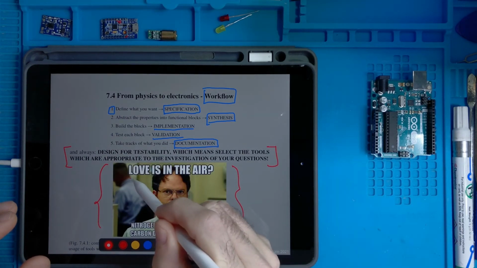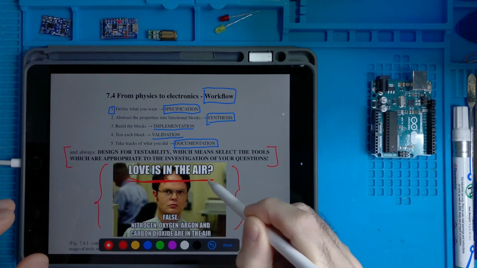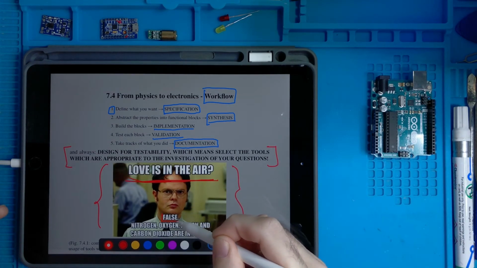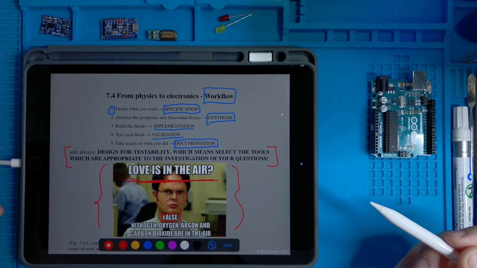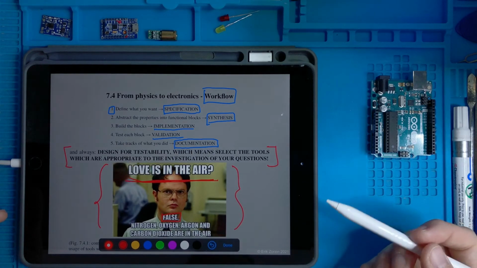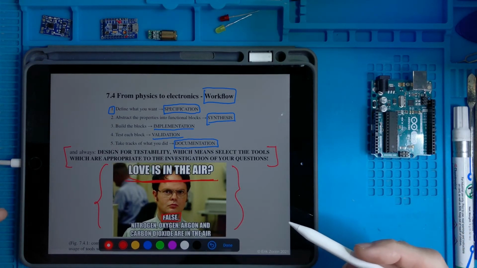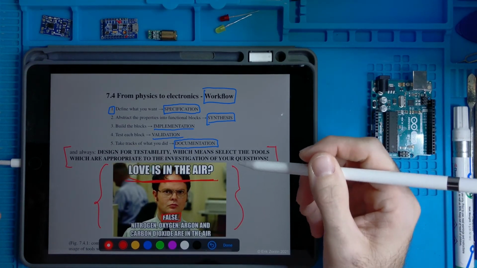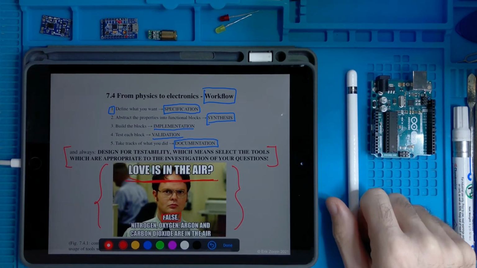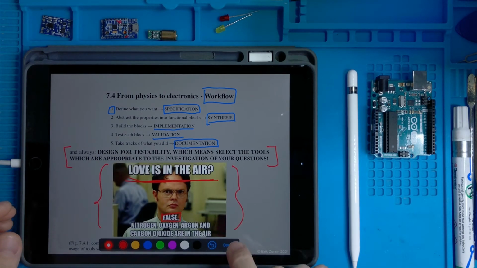So here you see a funny example. This guy is asking if love is in the air, and this is the answer. According to his opinion, the air is made of nitrogen, oxygen, and whatever. So he's not using the good tools to test his original question. So it's important to understand this thing.